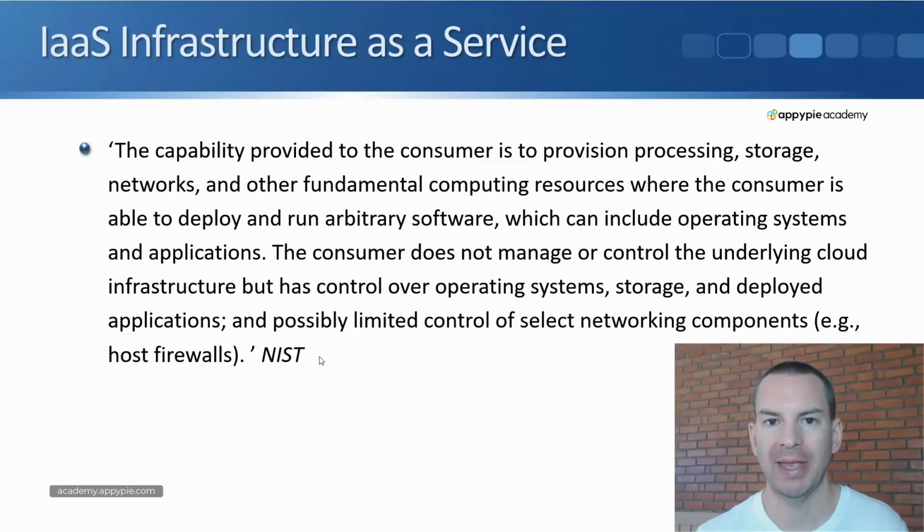This is how the NIST define it. So the capability provided to the consumer is to provision processing, storage, networks, and other fundamental computing resources where the consumer is able to deploy and run arbitrary software, which can include operating systems and applications. The consumer does not manage or control the underlying cloud infrastructure, but has control over operating systems, storage, and deployed applications, and possibly limited control of select networking components, for example, host firewalls.